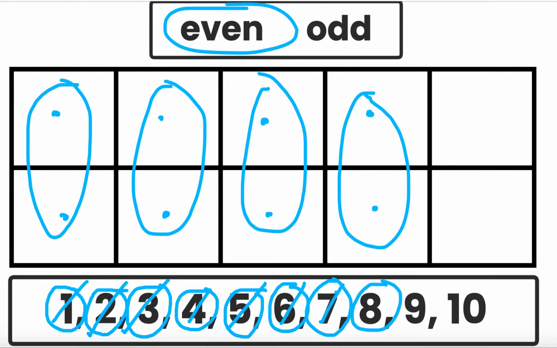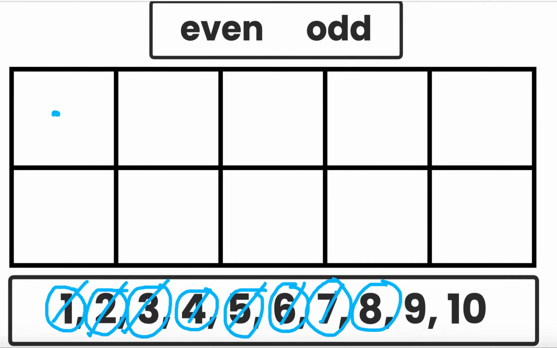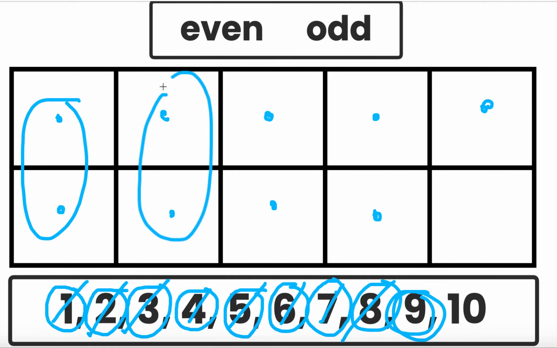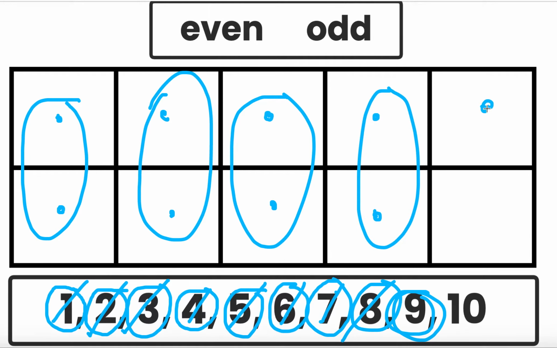Let's keep going. I'm going to erase so that we can do number 9. Okay, so we did number 8. Now let's do number 9. 1, 2, 3, 4, 5, 6, 7, 8, 9. Okay, let's divide them into groups. We've got 2, we've got 2, we've got 2, we've got 2, and we have an odd guy out here. So if we have an odd guy out, we have odd. That means that the number 9 is odd because we have an oddball out.